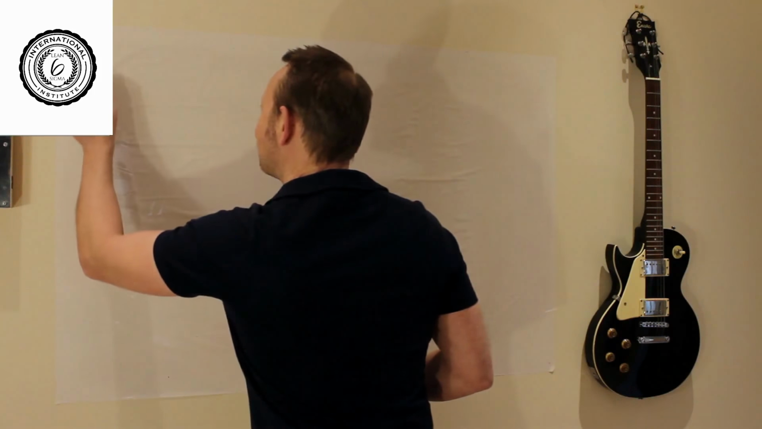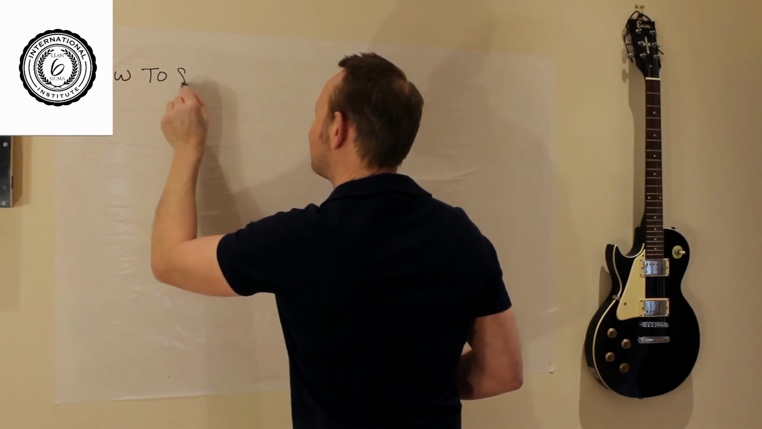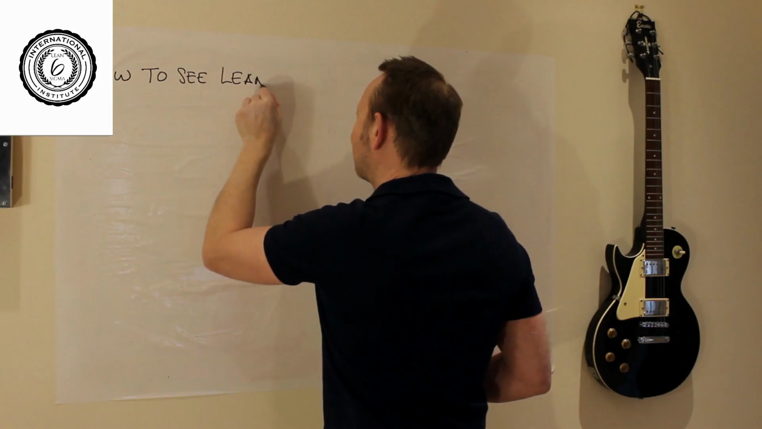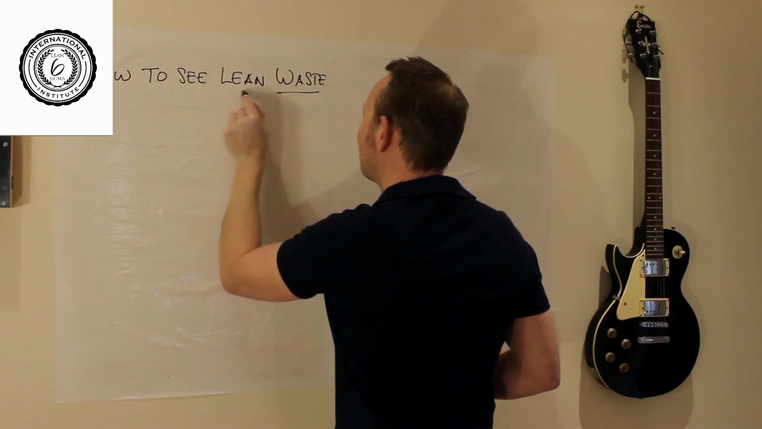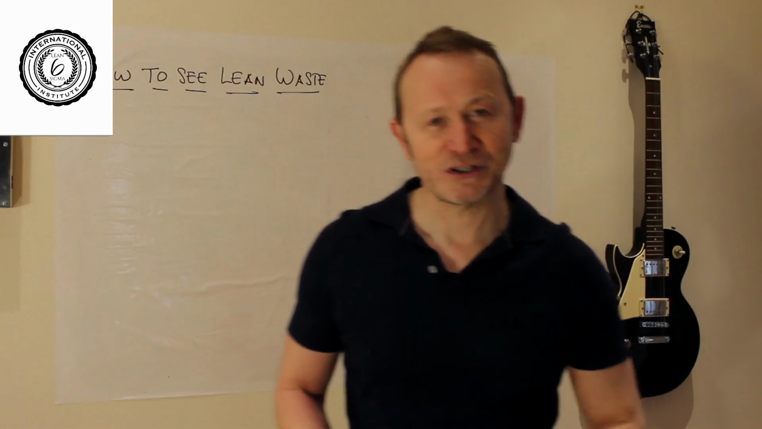How to spot lean waste, and therefore how to see opportunities to improve in your particular business. So let's put the title up. How to see lean waste. Not necessarily the 7 wastes individually, but how to just quickly quantify how much waste and therefore how much opportunity you have inside your business.